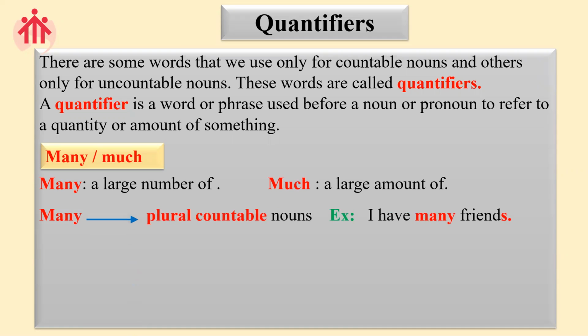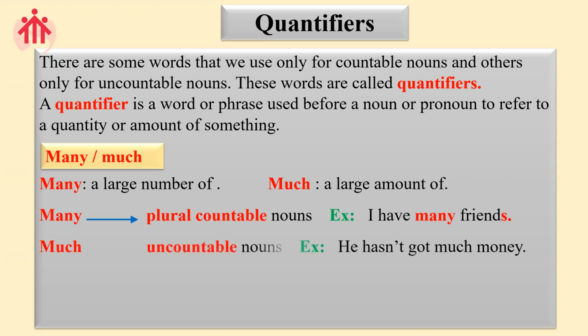Many comes before plural countable nouns. Example, I have many friends. So friends is a plural countable noun. Much comes before uncountable nouns. Example, he hasn't got much money. Money is an uncountable noun.